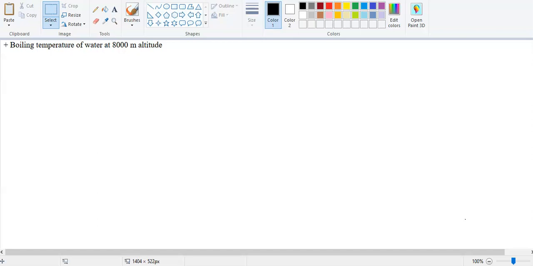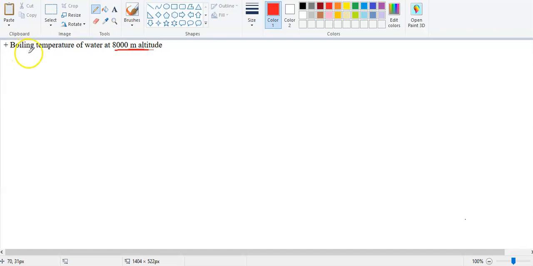Alright, so now we will solve how to calculate the boiling temperature of water at 8,000 meter of altitude. So this is important. If you see, you need to keep in mind this information: 8,000 meter of altitude, right? In this case, we already know the boiling temperature.